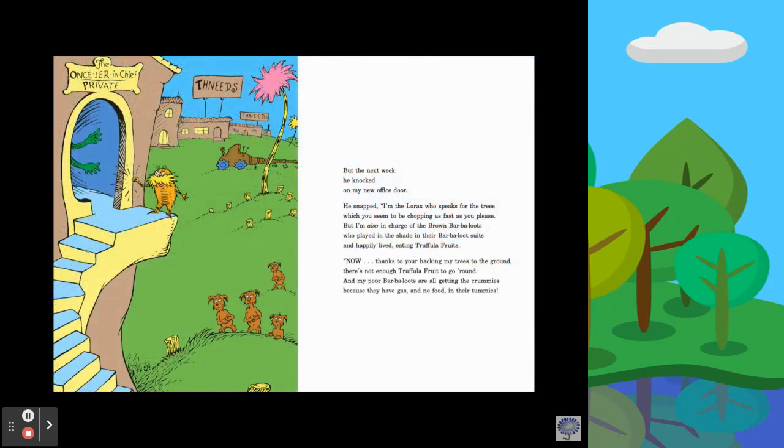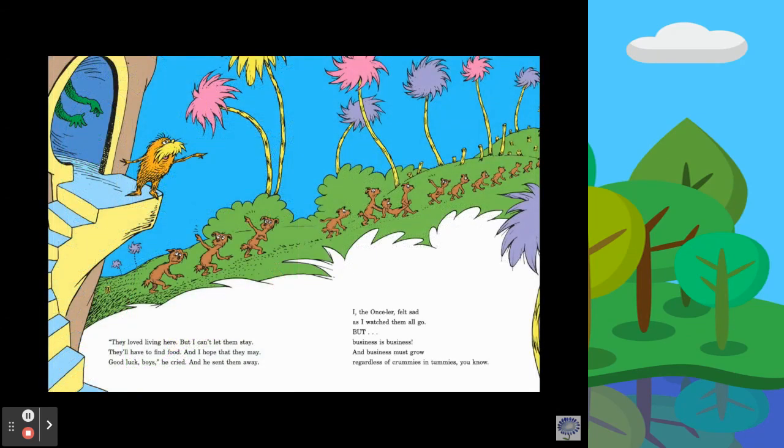But the next week he knocked on my new office door. He snapped, "I'm the Lorax who speaks for the trees, which you seem to be chopping as fast as you please. But I'm also in charge of the brown barbaloots who played in the shade of their barbaloo suits and happily lived eating truffula fruits. Now, thanks to your hacking my trees to the ground, there's not enough truffula fruit to go round, and my poor barbaloots are all getting the crummies because they have gas and no food in their tummies. They loved living here, but I can't let them stay. They'll have to find food, and I hope that they may. Good luck, boys," he cried, and sent them away.